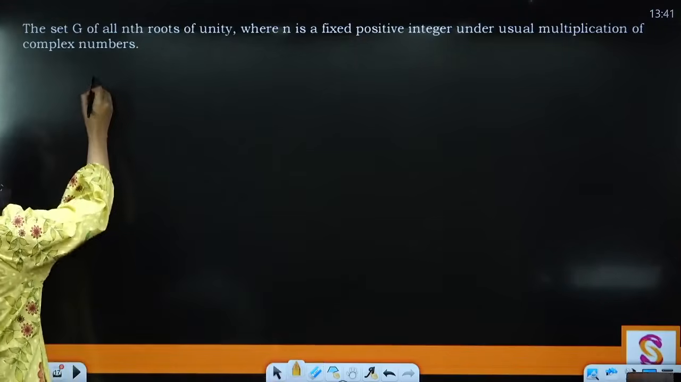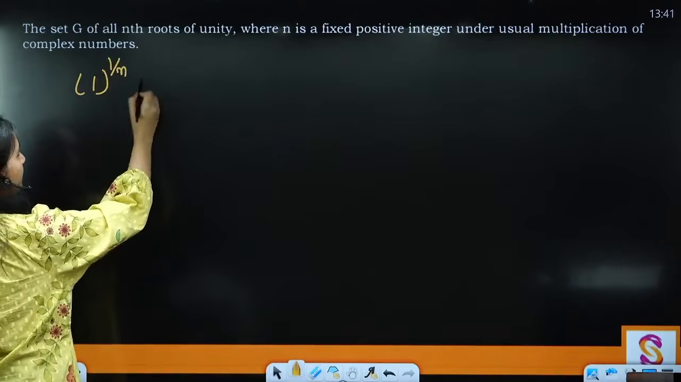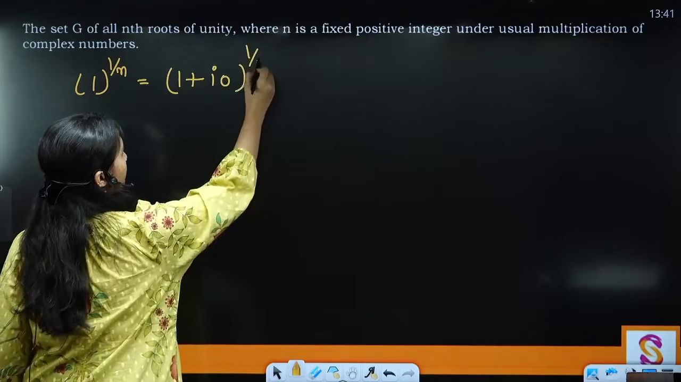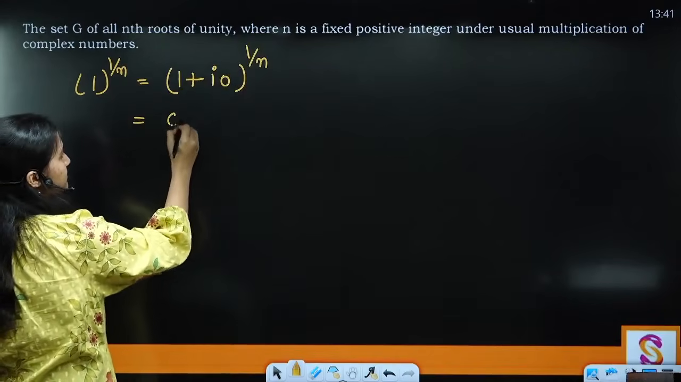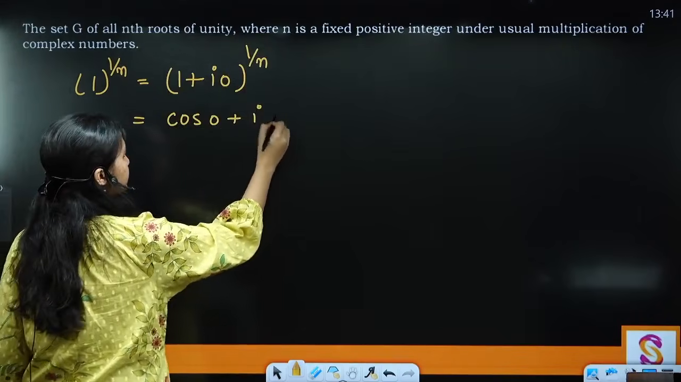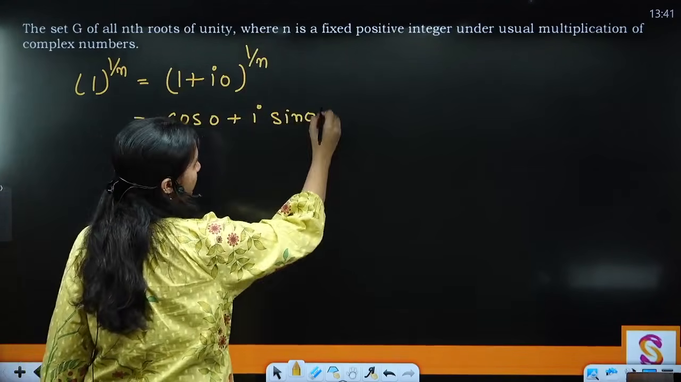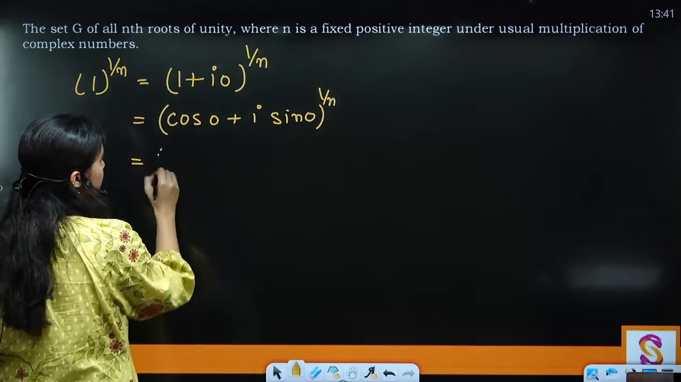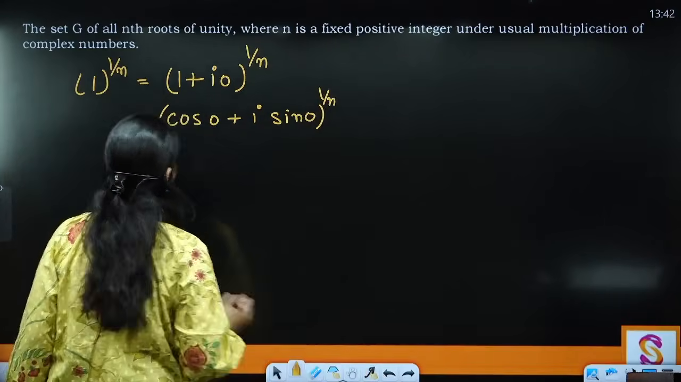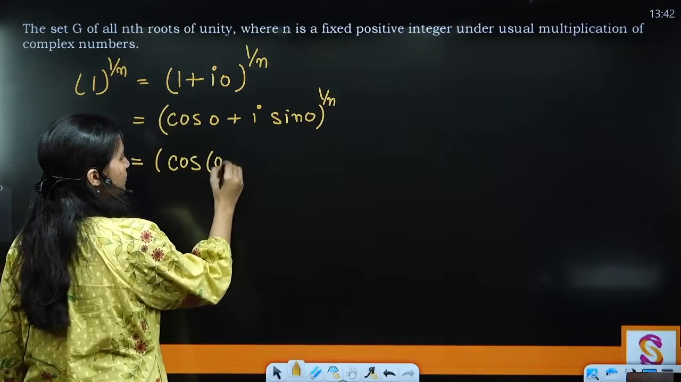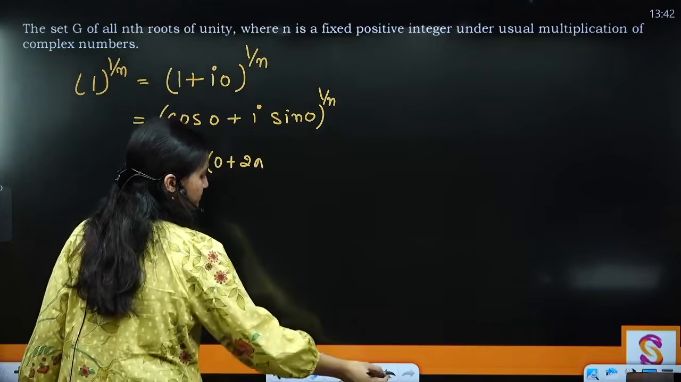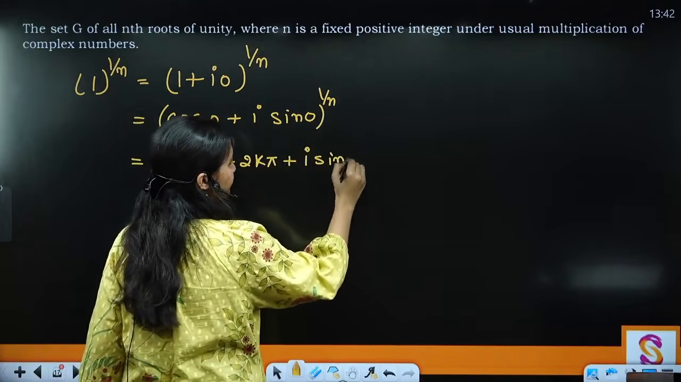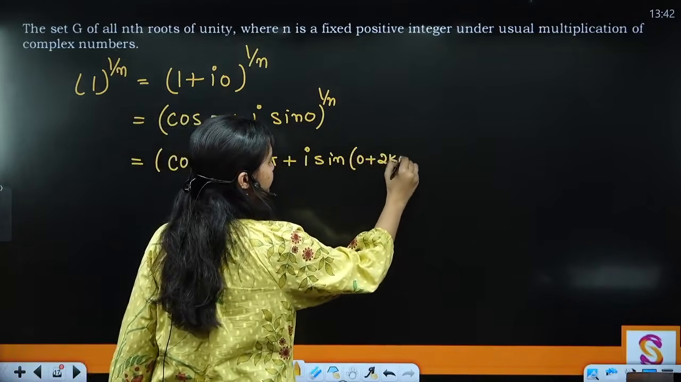So starting from 1 raised to the power 1 by n, it can be written as (1 plus iota 0) raised to the power 1 by n. This can be written as (cos 0 plus iota sin 0) raised to the power 1 by n, right? Then I can write it as cos (0 plus 2k pi) plus iota sin (0 plus 2k pi), right?